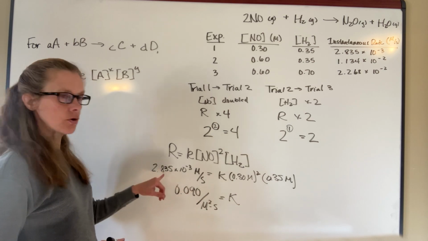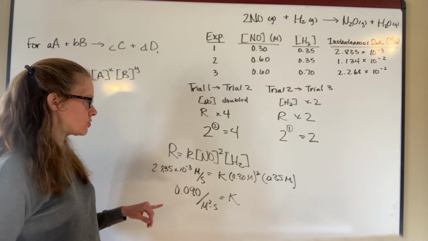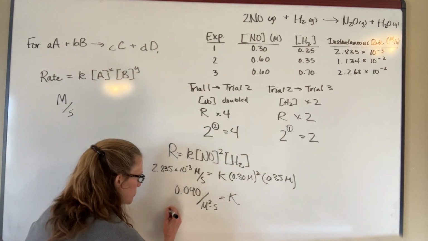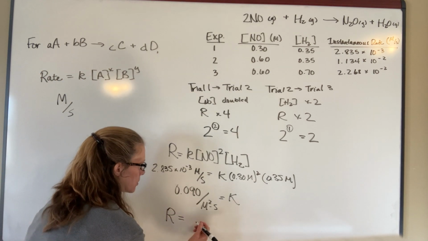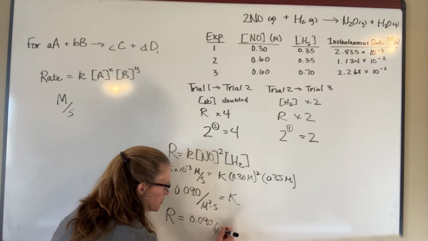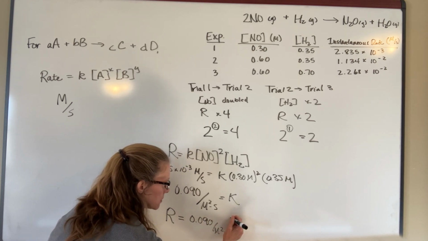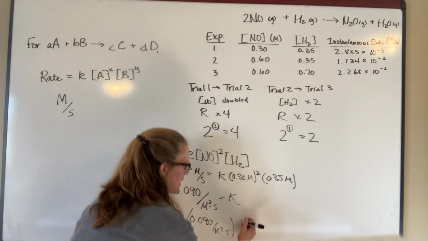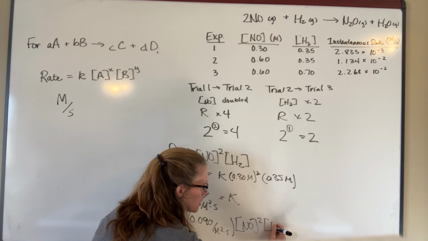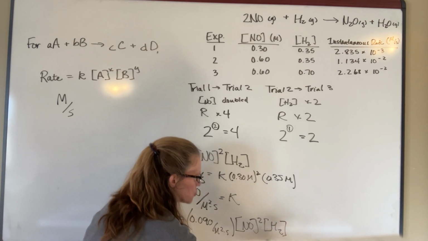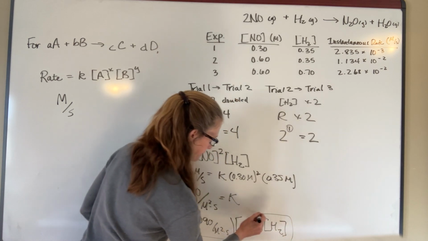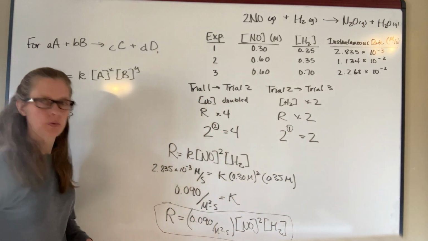So now I can write the entire rate equation, putting K in there for it. And so that's going to give me rate equals 0.090 per molarity squared per second is K, times the concentration of NO squared times the concentration of H2. So this right here is my final rate equation.